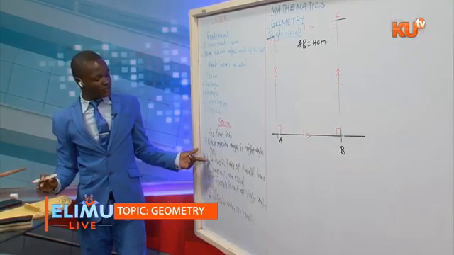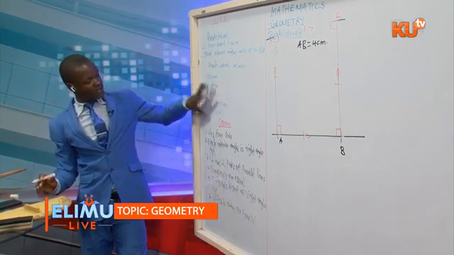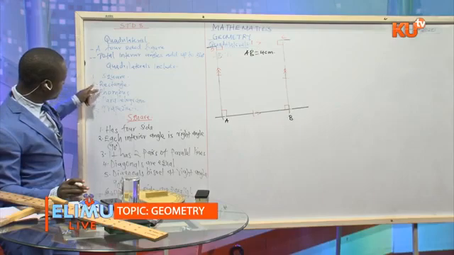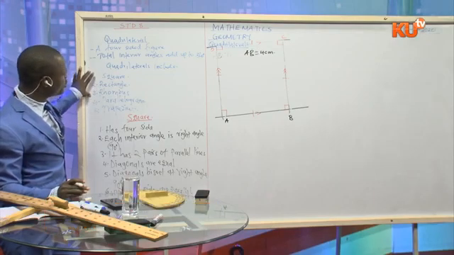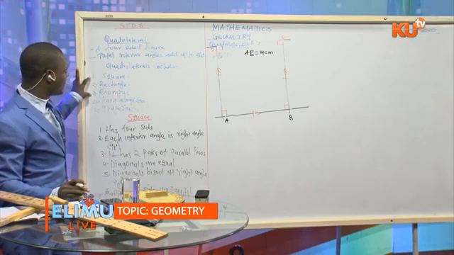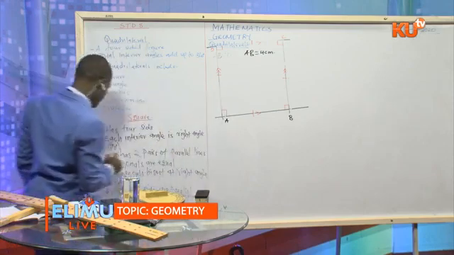Now, for your information, all quadrilaterals, these 5 quadrilaterals that I've written here: square, rectangle, rhombus, parallelogram, have 2 pairs of parallel lines, except trapezium that has got only one pair of parallel lines. So we move to the next.